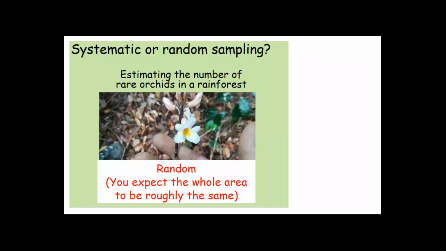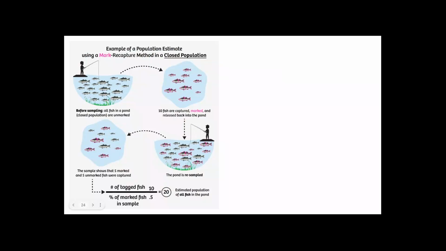So in this case, this one is marked 1, 2, 3, 4, 5. We have the number of tagged fish is 10 times 10 divided by 5, coming to 20 again.